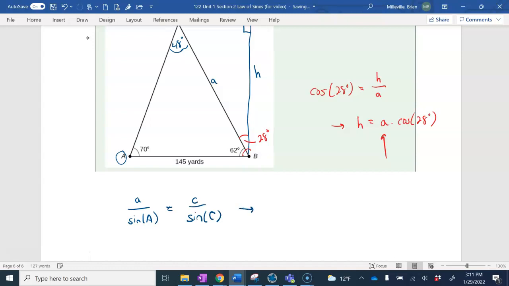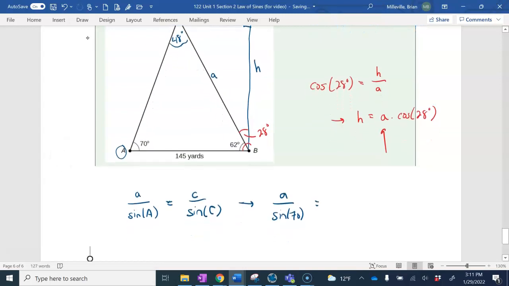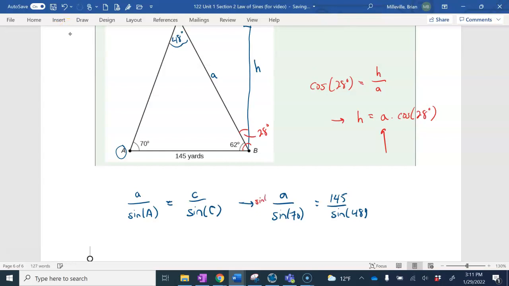Now let's plug our numbers in. We don't know side length little a. We're going to figure that out. We know the angle capital A is 70 degrees. Side length little c across from angle capital C is 145 yards. And then the angle capital C is 48 degrees. I'll leave the degree symbol off.